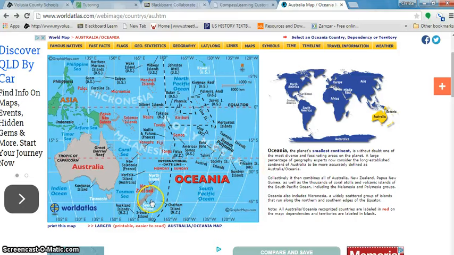Another thing we have to know are the 2 main islands of New Zealand. Here's New Zealand. North Island is one main island, South Island is another. It has other little islands, but those are the 2 main ones. You're going to want to know that many of Oceania's religions were polytheistic. That means they believed in more than one god.